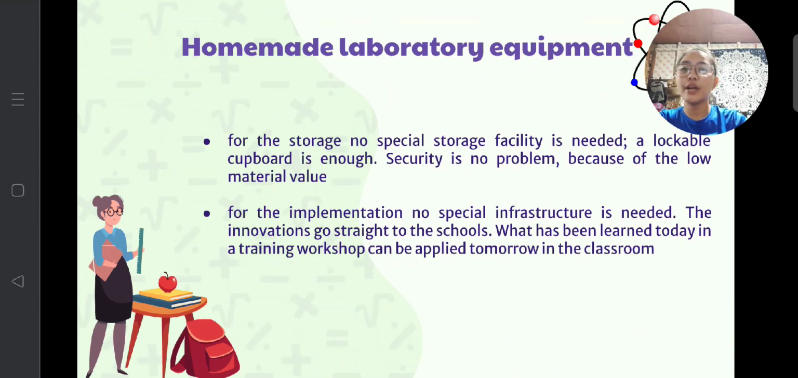So for the storage, no special storage facility is needed. A lockable cupboard is enough. Security is no problem because of the low material value. For the implementation, no special infrastructure is needed. The innovation goes straight to the schools. What has been learned today in a training workshop can be applied tomorrow in the classroom.